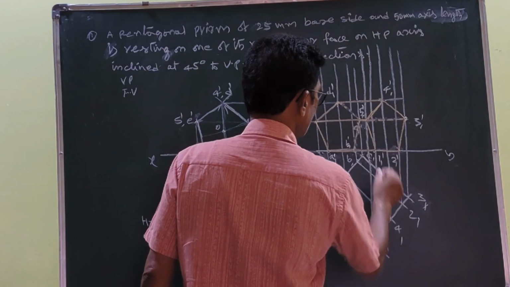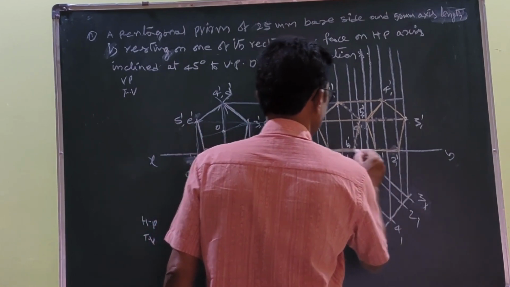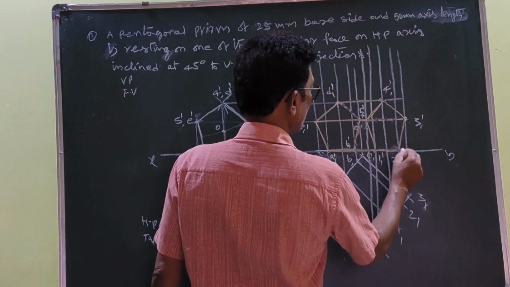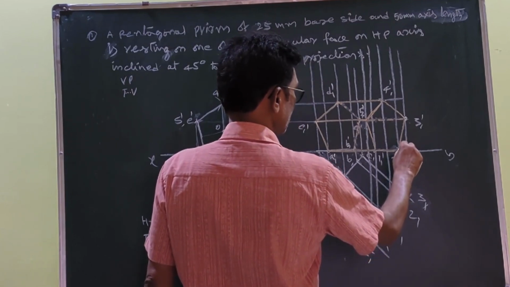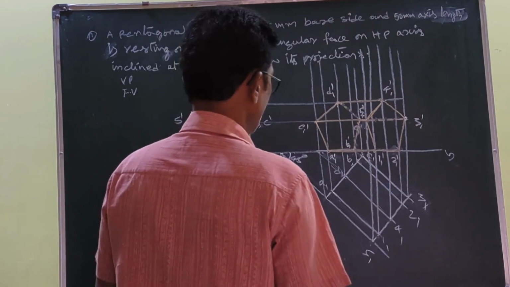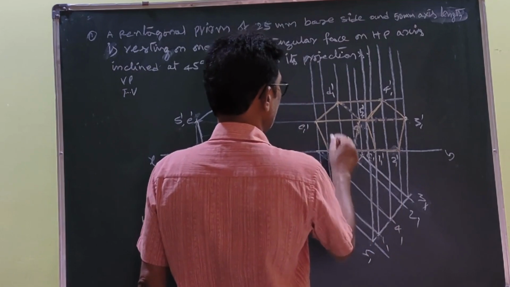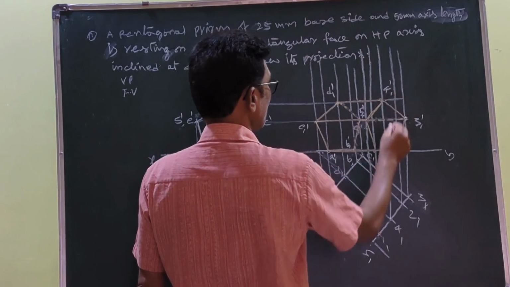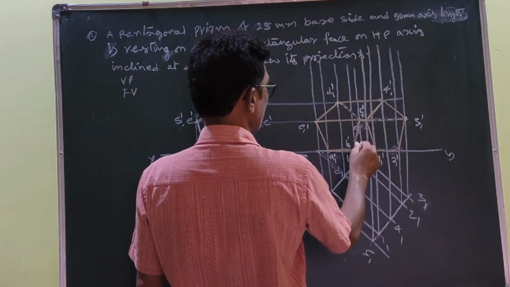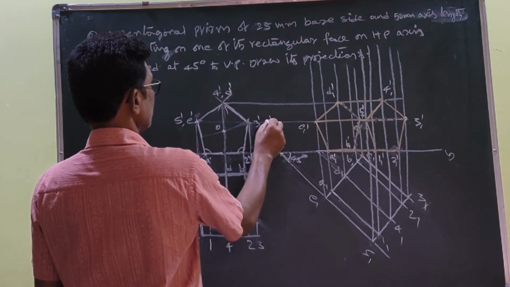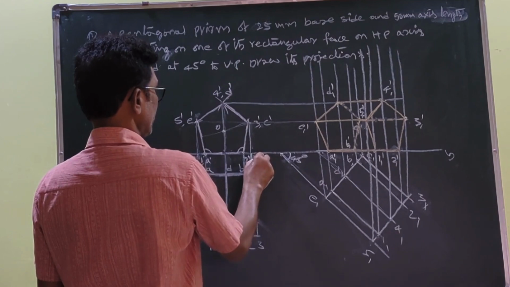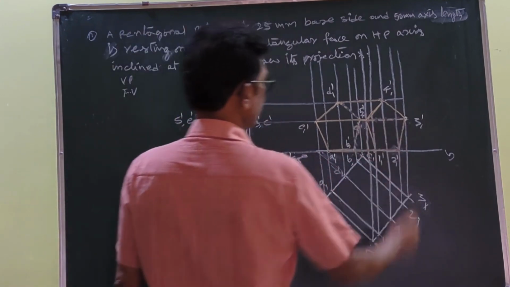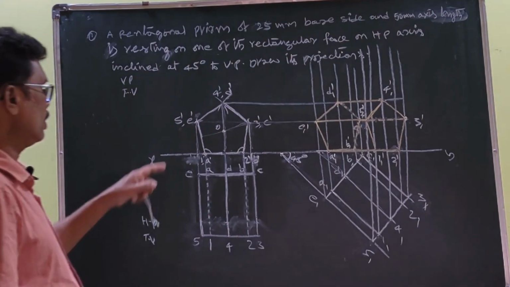Also 1 dash to 2 dash is visible. This is the full line. A dash to 2 dash, 2 dash visible. E1 dash to 5 1 dash visible. D1 dash to 4 dash visible. So among the lines, which 3 are not visible? Only C dash to D dash and C dash to B dash. They are not visible here. And C3 is not visible. So like this we can develop the front view and top view of this problem.